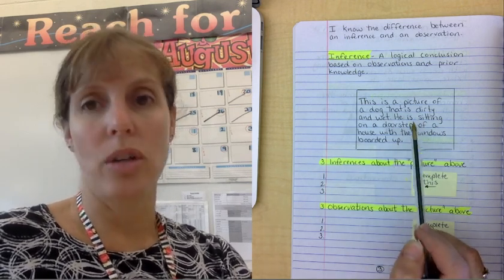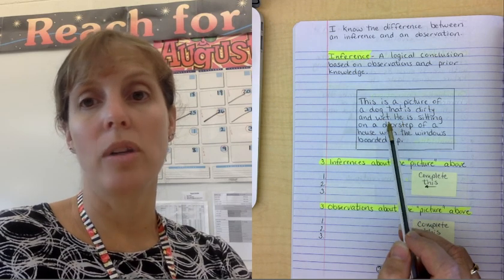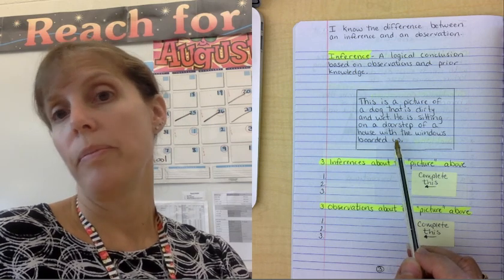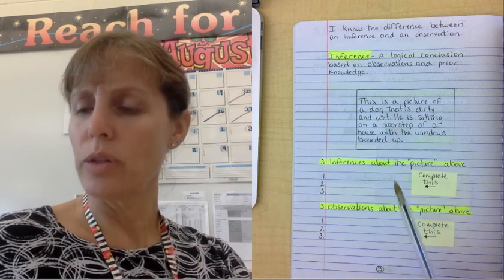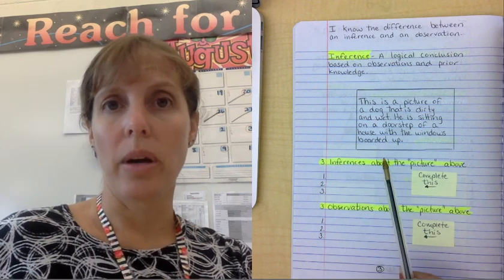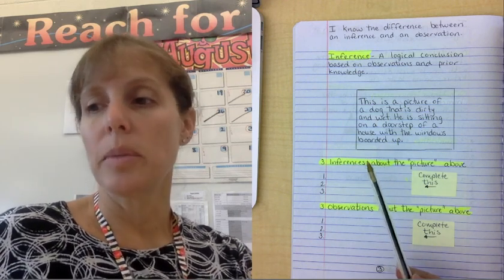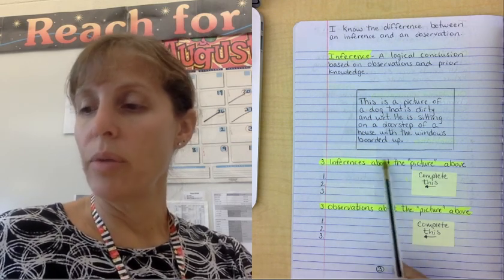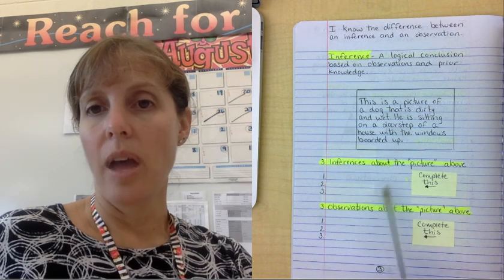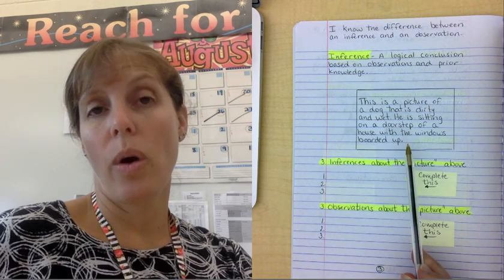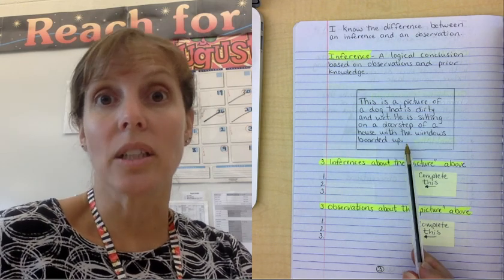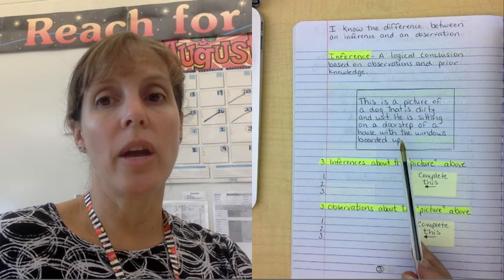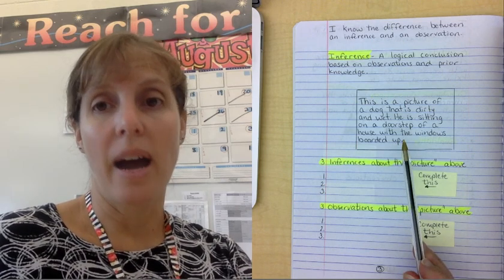These are observations. The dog is dirty. Okay, the dog is wet. He's sitting on a doorstep of a house. So there's a house there with the windows boarded up. So your job today in your notebook is to show me that you know the difference between an inference and an observation. So what I want you to do is make 3 inferences right here about the picture above. So I want you to make a couple of assumptions or guesses or logical conclusions about the picture of the dog that's dirty and wet, that's sitting on a doorstep of a house with windows boarded up.